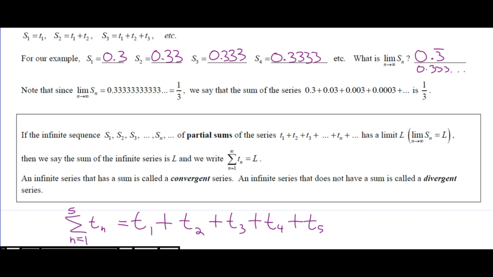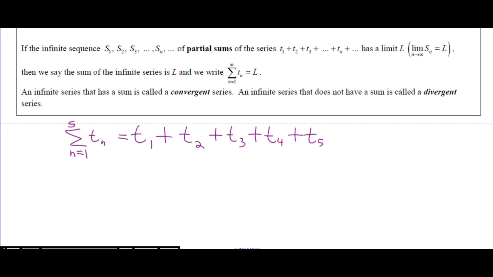Oh, and you can also do this, just to kind of show you. If we wrote the sum that n goes from 3 to 6, we would say start with 3 and go to 6, right? So it would be t3 plus t4.